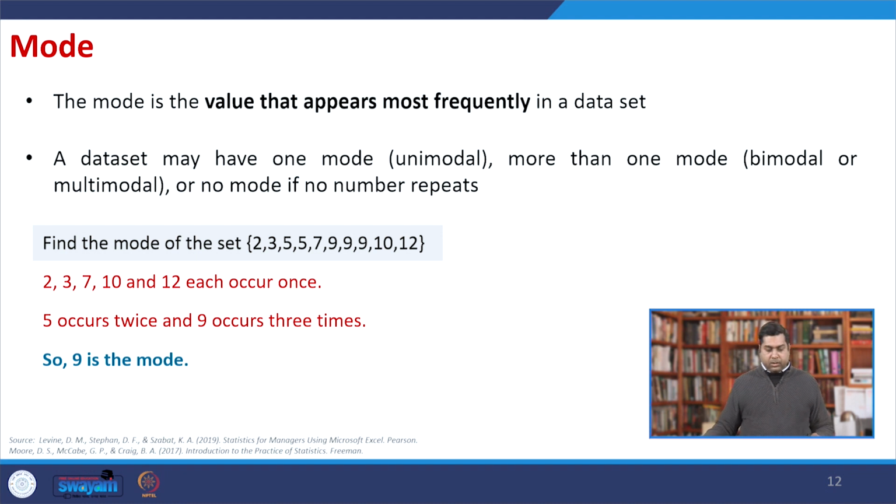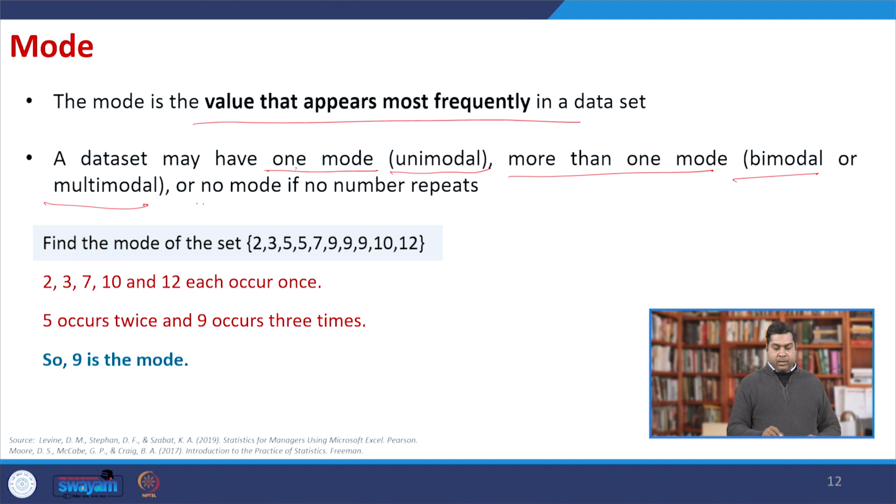So, now coming to the next one, that is the mode. The mode is the value that appears most frequently in a data set. It is not the average or the middle number, but the one that appears most frequently. A data set may have one mode, only one value having the highest number of occurrences or frequency, which is also called unimodal, or you can have more than one mode like bimodal, where you have two modes in the data set, or it can be multimodal, or in some cases there may not be any mode at all if there is no repetition.